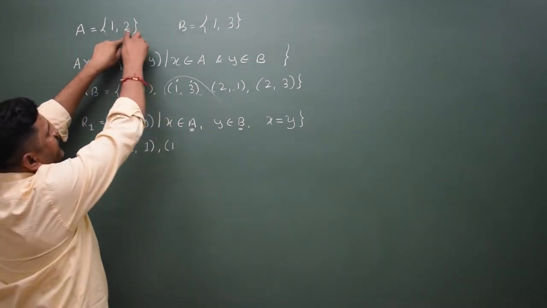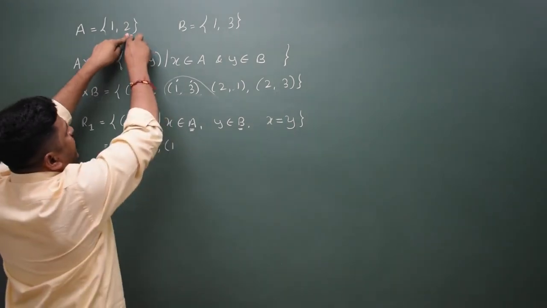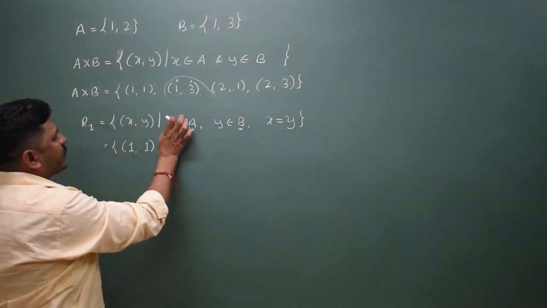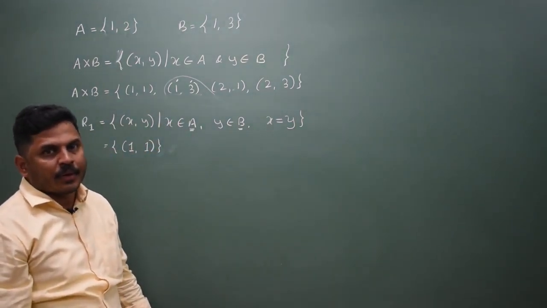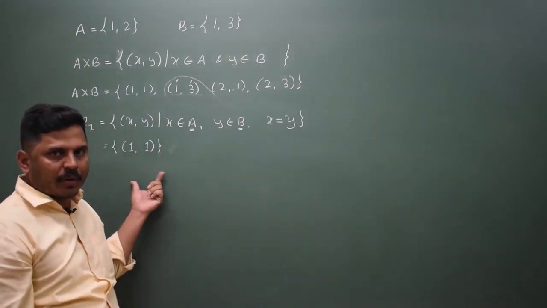Similarly 2. Is 2 equal to 1? No, then 2 is not related to 1. Is 2 equal to 3? No, then 2 is not related to 3. So only (1, 1) is the element in this relation R1.